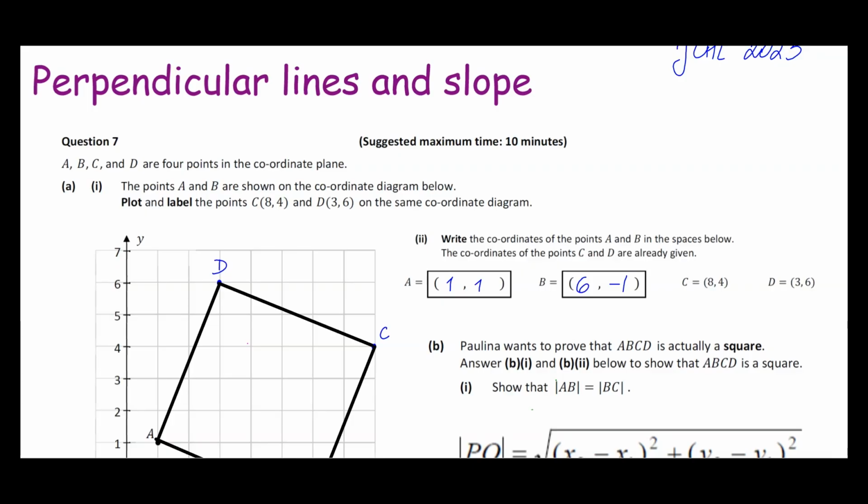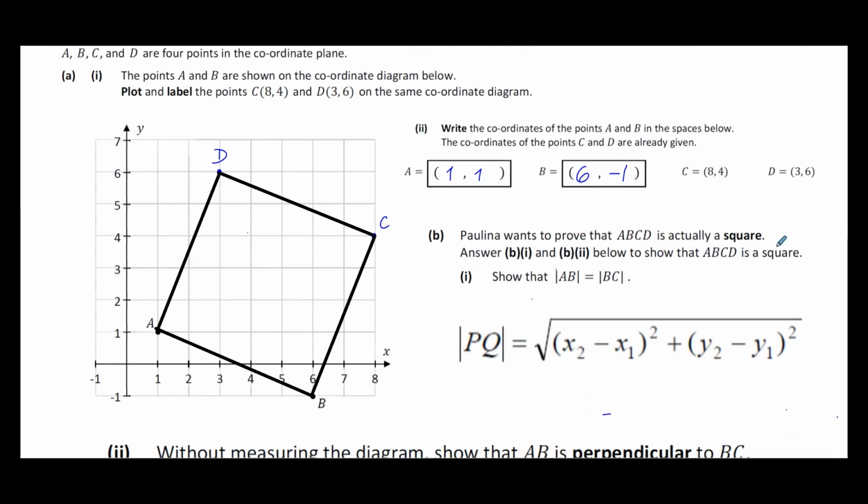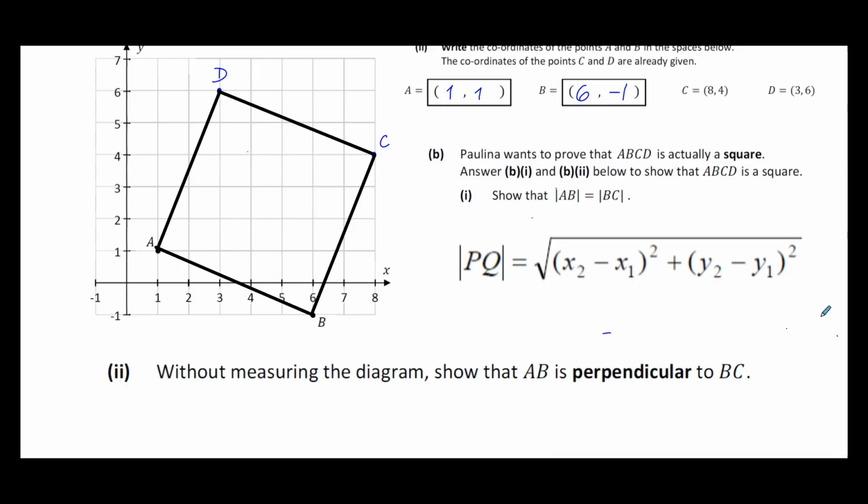In this question on coordinate geometry, we were looking at a few things already, plotting the points and reading the coordinates. Then we were doing the calculation of the length. Now we are going to look at the next part. Without measuring the diagram, show that AB is perpendicular to BC. AB is perpendicular to BC, meaning at a right angle.